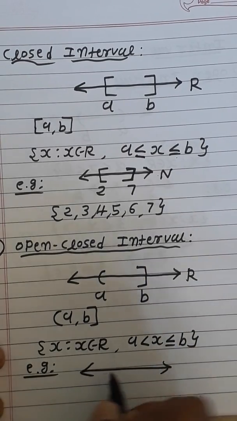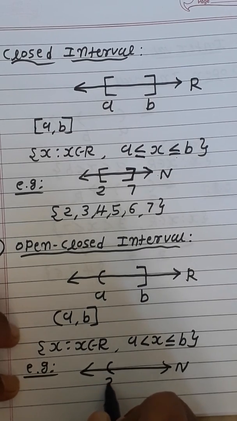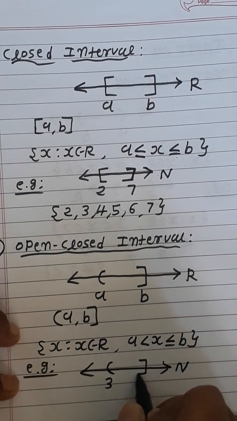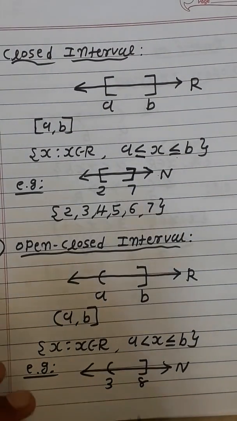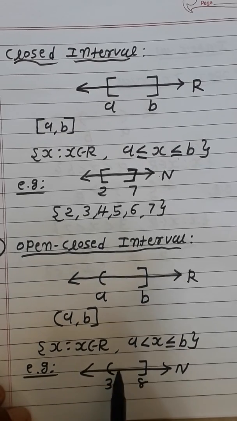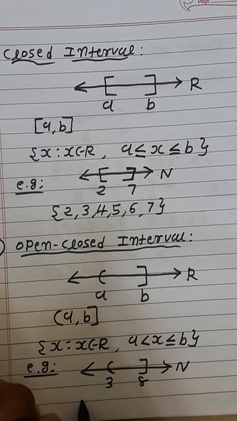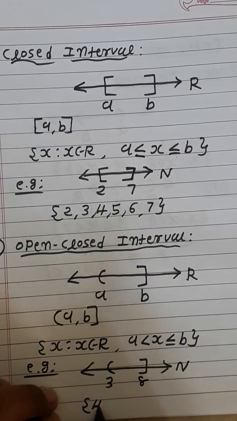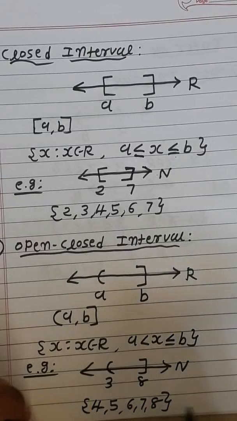Suppose in number line N, we consider the open interval 3 and closed 8. Which numbers can we write here? All the numbers between 3 and 8, but here 8 is in closed form, so we can include 8, while 3 is in open form, so we cannot include 3. So the answer is the set {4, 5, 6, 7, 8}.